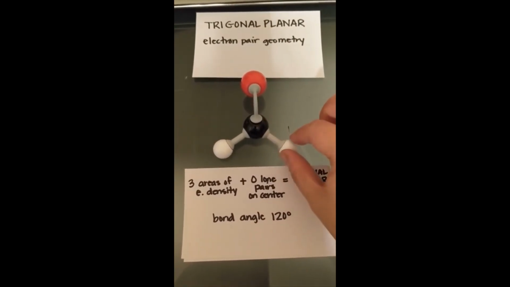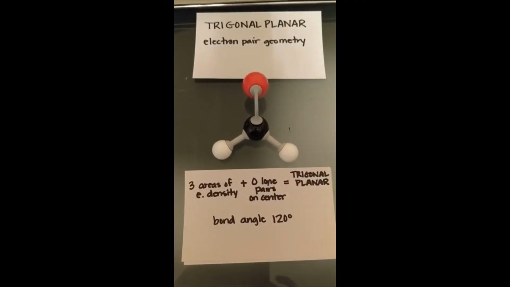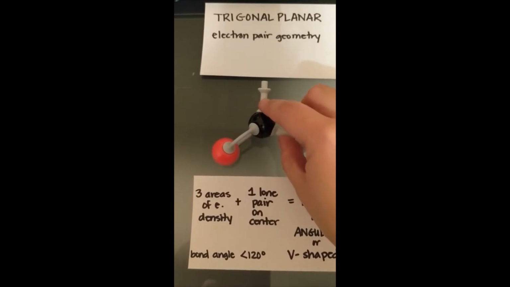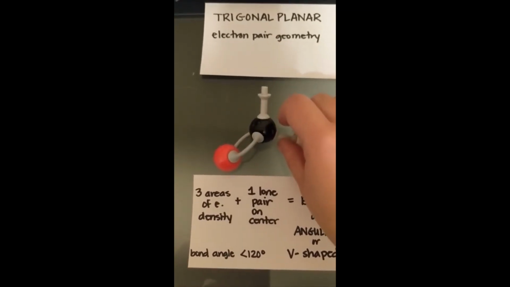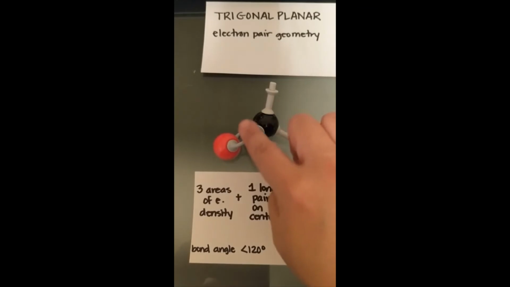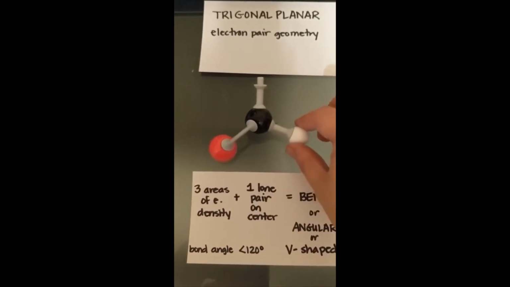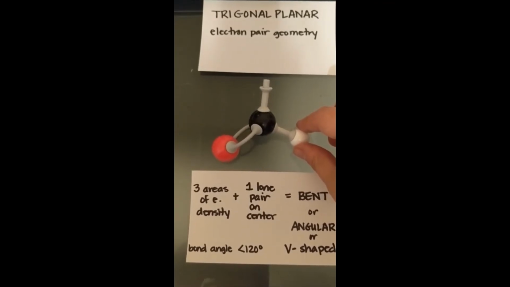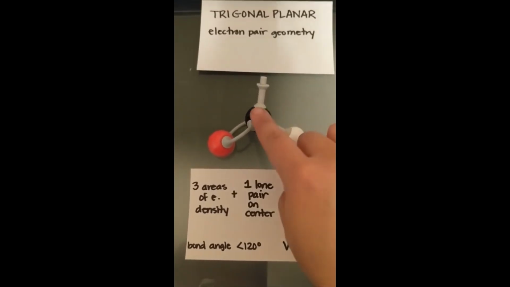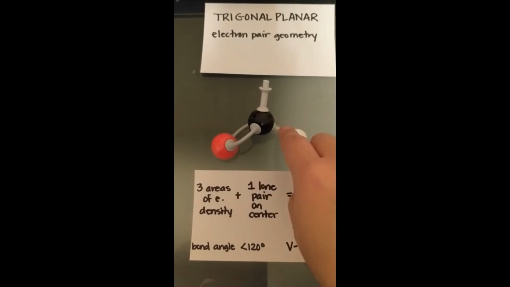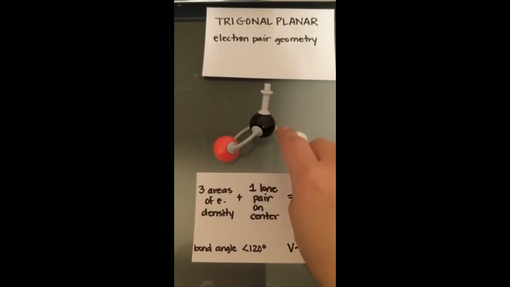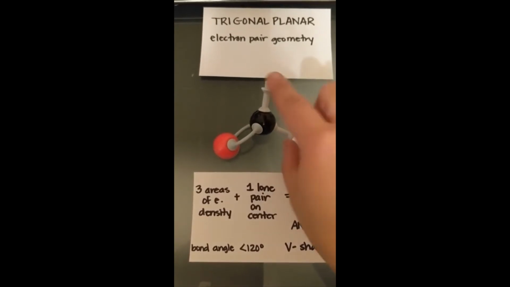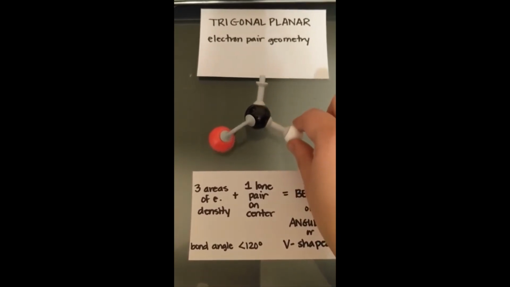So let's take a look at when we have one lone pair on the center. When you have one lone pair on the center, which is what this stick is standing for, and a total of three areas of electron density around the center, you have a molecule that still has a trigonal planar electron pair geometry, in that the electron pairs themselves around the center still have a trigonal planar geometry or shape to them. But the actual molecule, because you're missing an atom up here, is not trigonal planar.